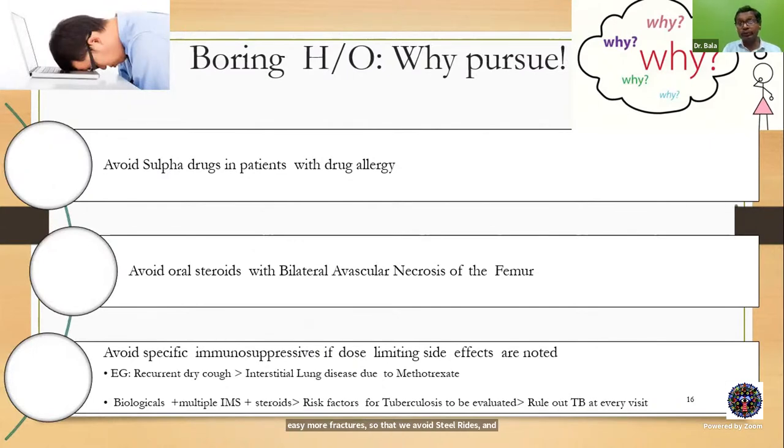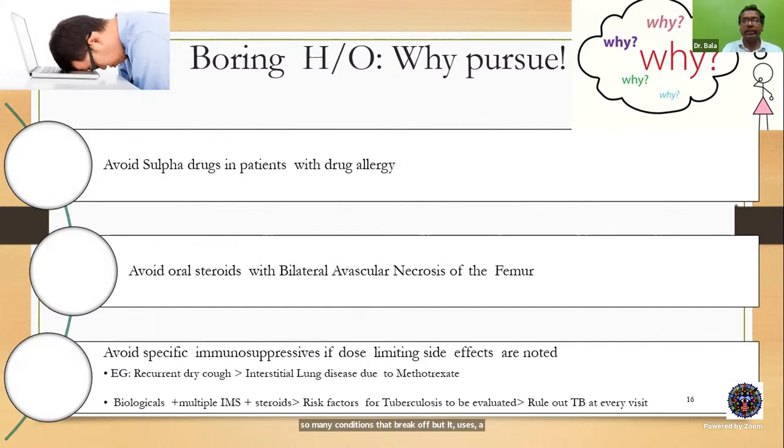Sometimes the history is also useful when we handle immunosuppressants. For example, in a patient on methotrexate, this history of recurrent dry cough could act as a pointer to tell us whether the patient is having an interstitial lung disease, which is considered a dose-limiting side effect of methotrexate. So whenever a patient on methotrexate comes back for review, I definitely pay attention so that at least this minimum history of recurrent dry cough is asked. Of course, there are so many conditions that cause dry cough, but it gives us a pointer so that we don't overlook those important entities.